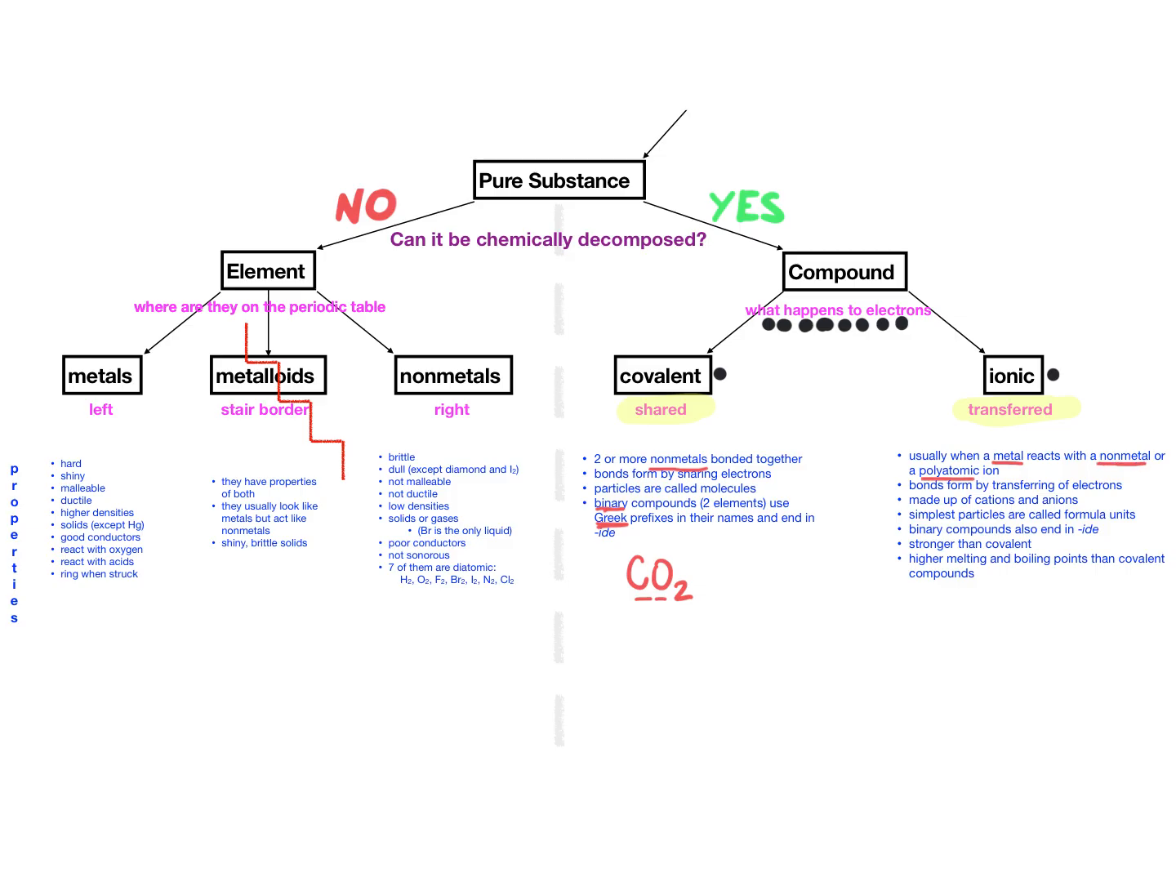If we have an ionic substance, we usually have a metal reacting with a nonmetal or a polyatomic ion, which we haven't talked about yet. But these bonds form when electrons are transferred, and generally that electron goes from a cation to an anion. These binary compounds, again, made up of just two elements, will also end in IDE, like sodium chloride. Ionic compounds are usually stronger than covalent ones, and so as a result, they have higher melting and boiling points than covalent compounds.